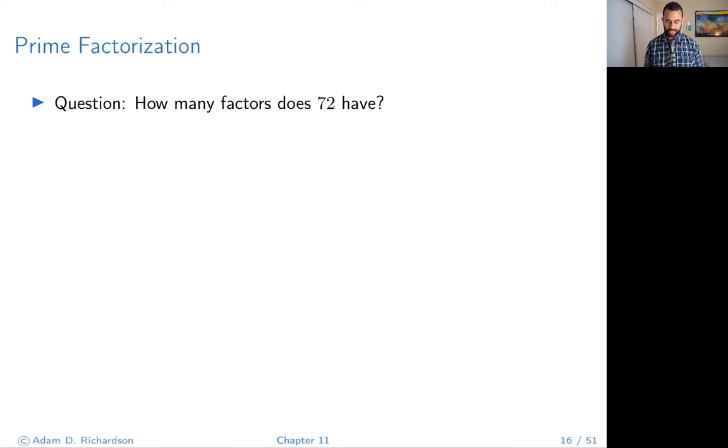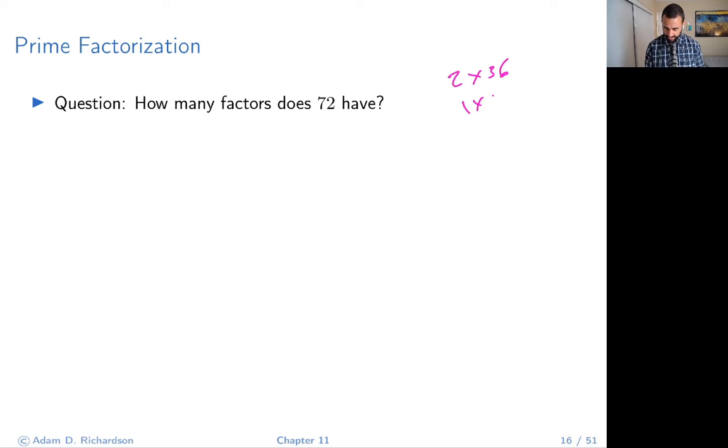Okay, so here's a question, and this is kind of leading us into why we like prime factorization so much. How many factors does 72 have? That's the question. How could we possibly tell? Remember, factors are numbers in a product, right? So I know I could write 72 as 2 times 36, for example. So I know 2 and 36 are factors.